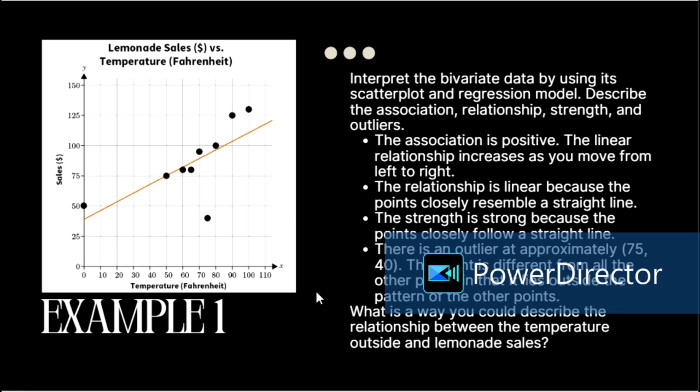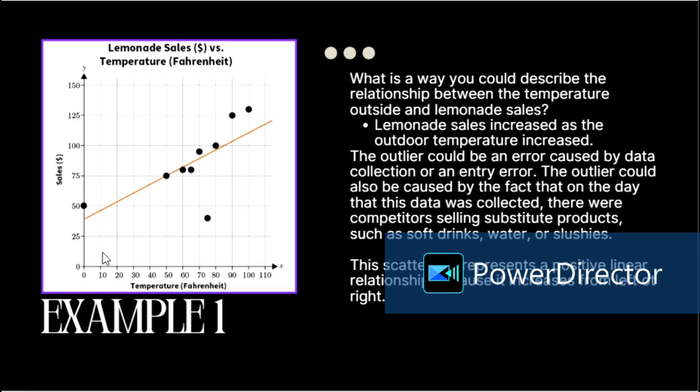What is a way you could describe the relationship between the temperature outside and lemonade sales? So what would you say is the general trend of this entire graph? Lemonade sales increased as the temperature increased. The outlier could be an error caused by data collection or an entry error, so like human error, they screwed up. The outlier could also be caused by the fact that on the day that this data was collected, there were competitors selling substitute products, such as soft drinks, water, or slushies. This scatter plot represents a positive linear relationship because it increases from left to right.